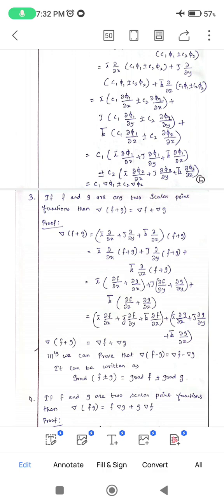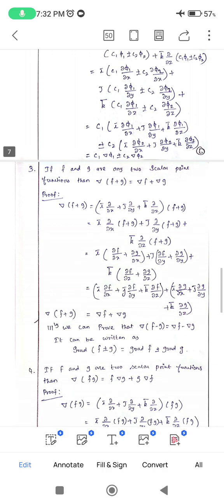So C1 take outside: C1 into i into ∂φ1/∂x plus j into ∂φ1/∂y plus k vector into ∂φ1/∂z, plus or minus C2 into i vector into ∂φ2/∂x plus j vector into ∂φ2/∂y plus k vector into ∂φ2/∂z.